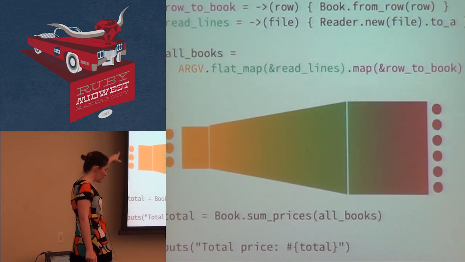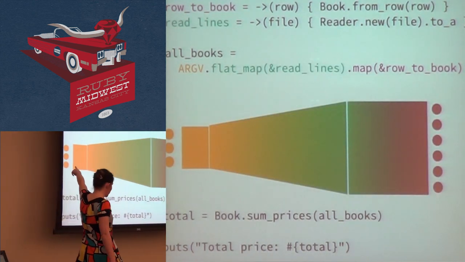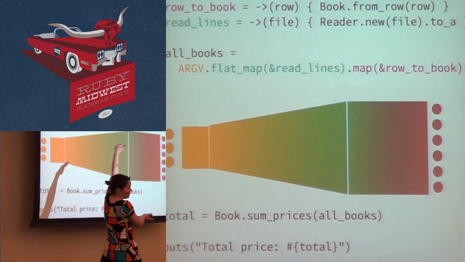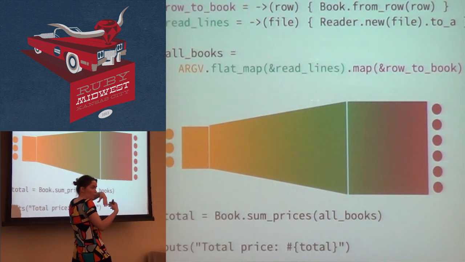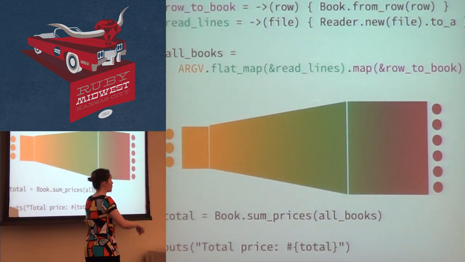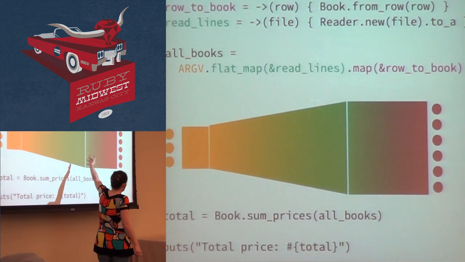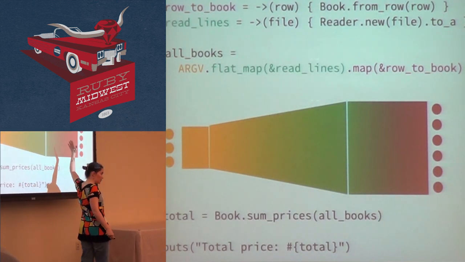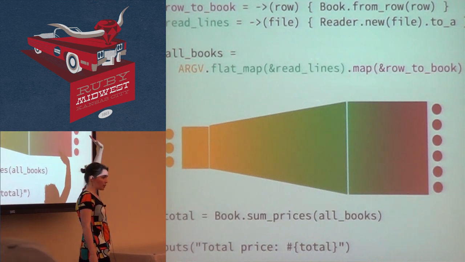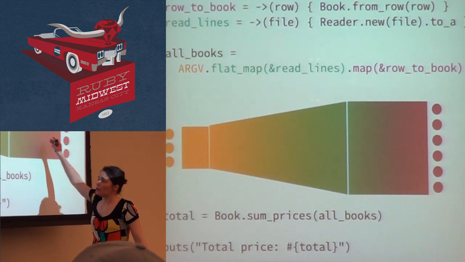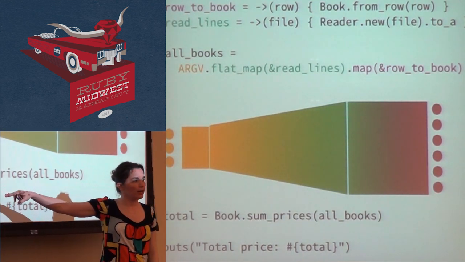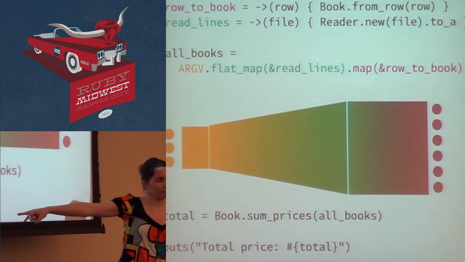we get this. We get a pipeline. File names come in ARGV. They get expanded with flat_map, which maps one thing to multiple things, to zero or more. They get expanded into their lines. And then those get transformed into the books. We plug that right into the sum prices pipeline, and we get the output.